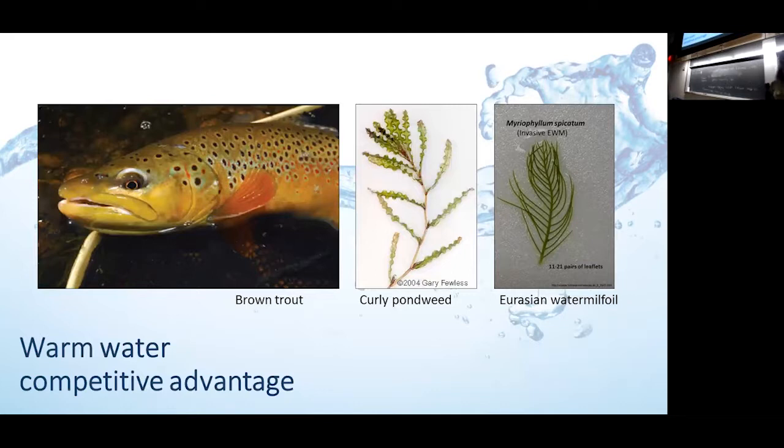However, as temperatures increase, the brown trout is able to outcompete the native. In addition, there are a lot of aquatic species that benefit and have increased growth rates under warmer water conditions. Under just a 4-degree increase in water temperature, curly pondweed doubled its growth rate. And Eurasian water milfoil as well is another one that can increase its growth rate under these warmer water conditions.